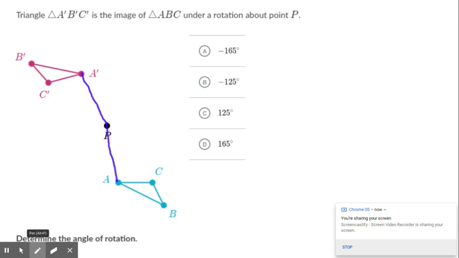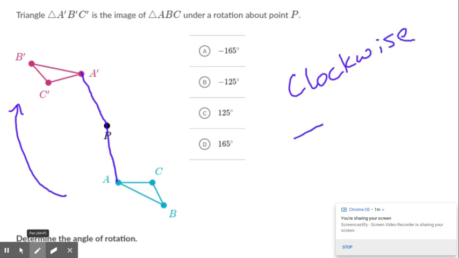So now, two questions that I have to ask myself. What direction did I rotate it? Well, if I went from A to A prime, hopefully you agree that that is a clockwise rotation. It'd be like going from the 6 up to the 11 on the clock, but it's definitely clockwise. And since it's clockwise, I know that I'm looking for a negative answer. So that means I've eliminated C and D. It's either negative 165 or negative 125.